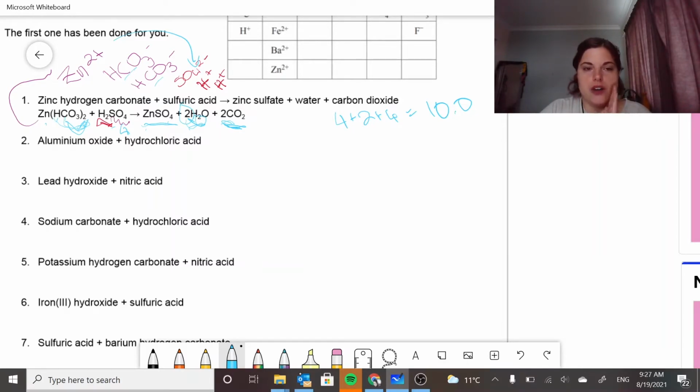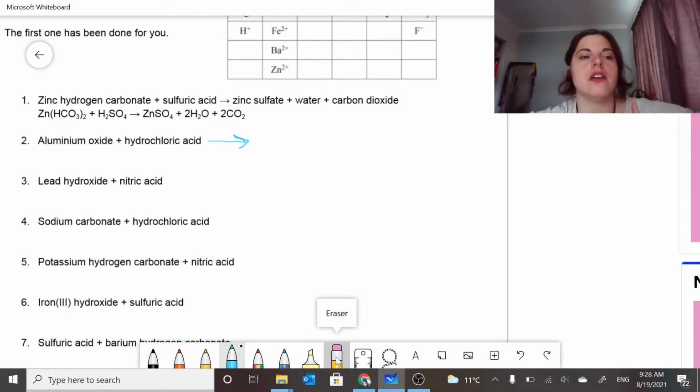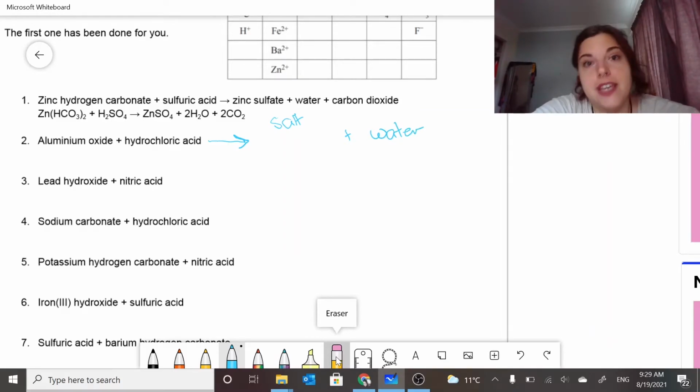Now let's move on to our next equation. This is aluminum oxide plus hydrochloric acid. Okay, we have got a metal oxide. There is no carbon involved, therefore we're not going to get any carbon dioxide forming, but we still will get a salt, which I'm just going to write up there, and water. But the question is, what salt will we get?